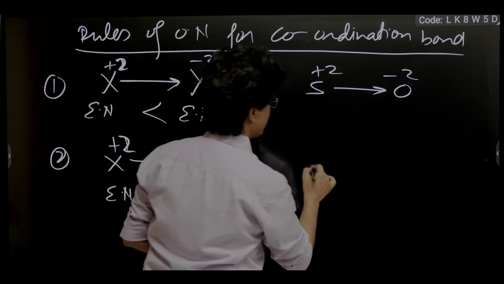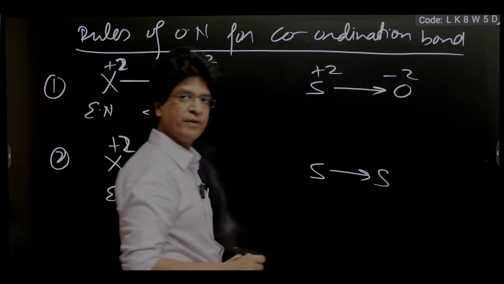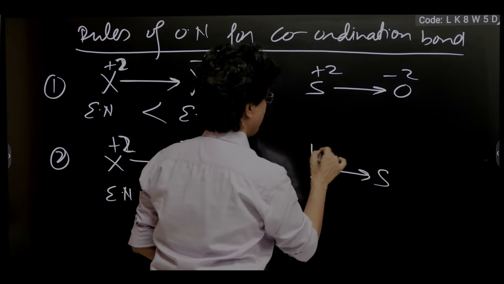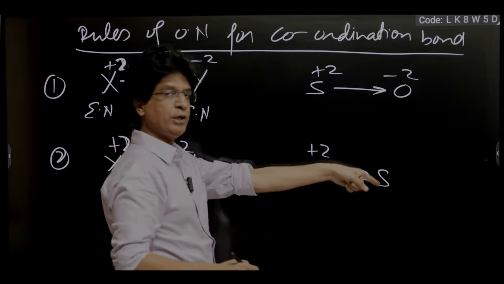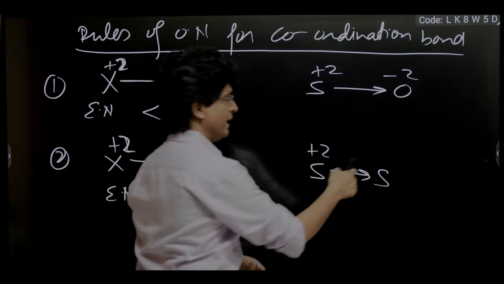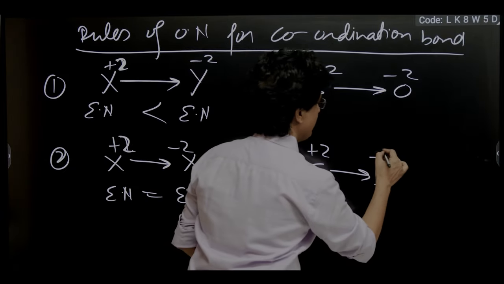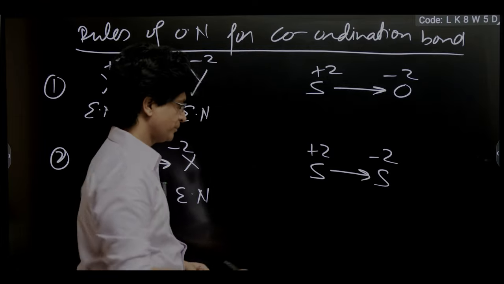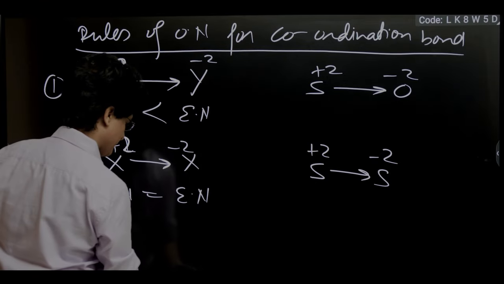Say, for example, sulfur donates electrons to sulfur. In that case, sulfur will be plus 2, this one. It has given the 2 electrons, so it will acquire plus 2 charge. The other has gained 2 electrons, so it will acquire minus 2 charge. Is that okay? Okay.